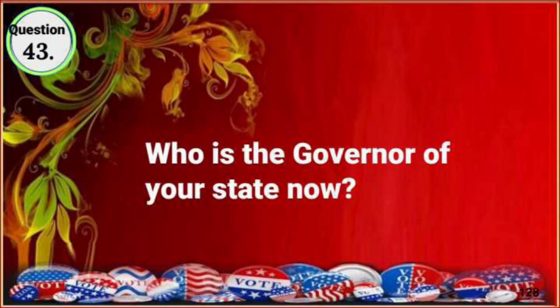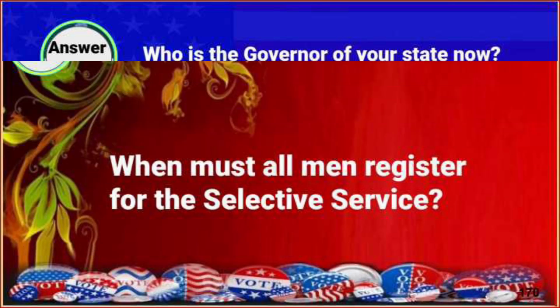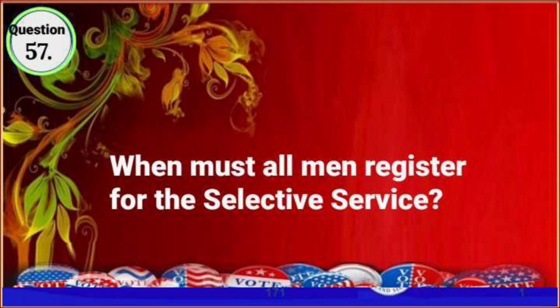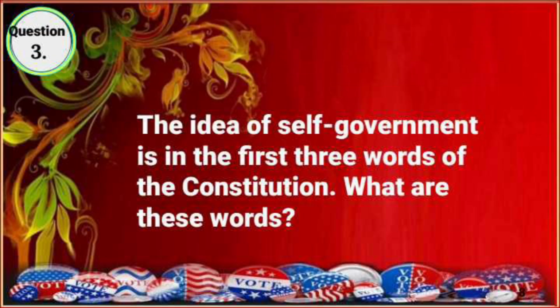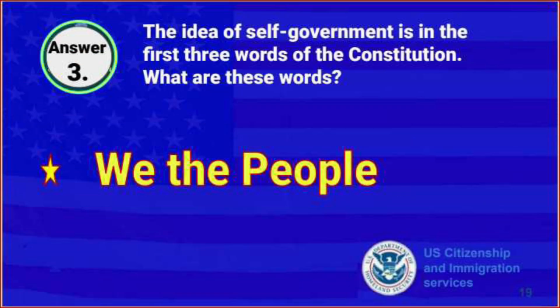Who is the governor of your state now? Answers will vary. When must all men register for the Selective Service? At age 18. The idea of self-government is in the first 3 words of the Constitution. What are these words? We the people.